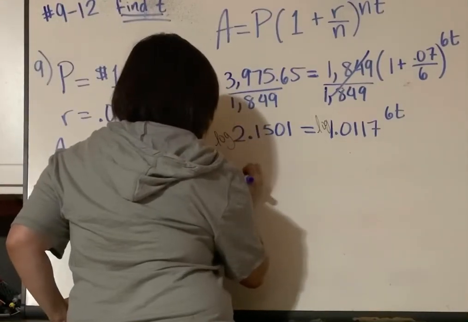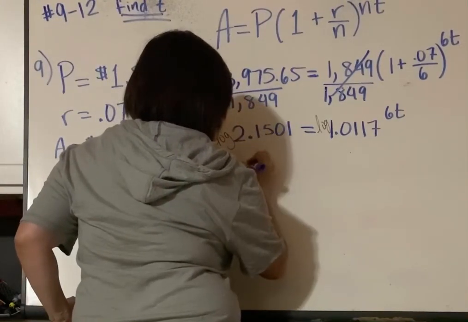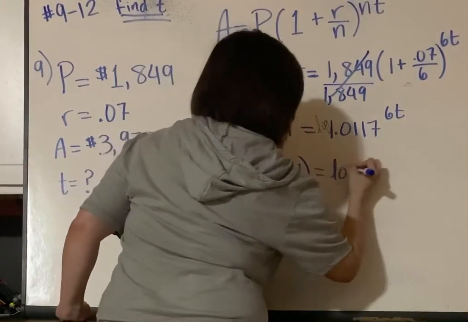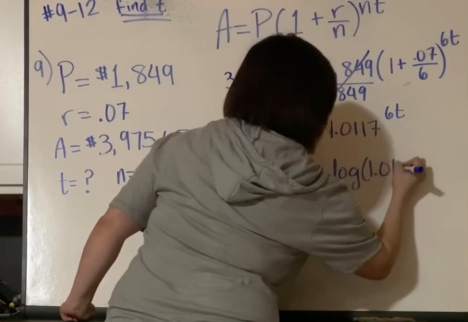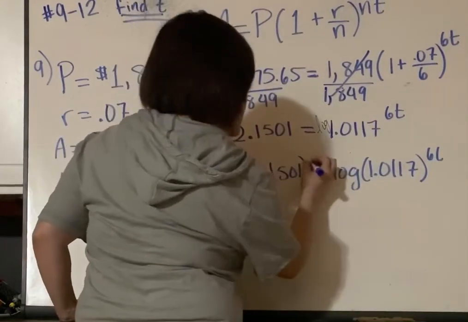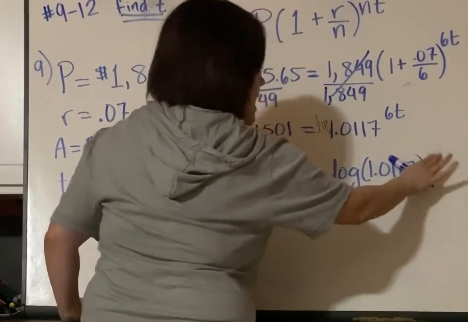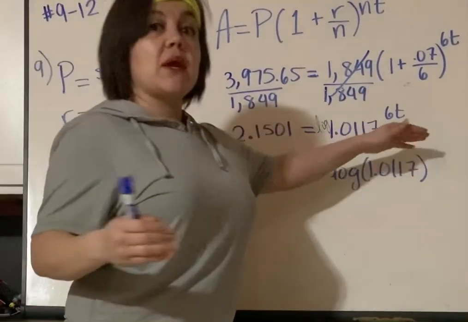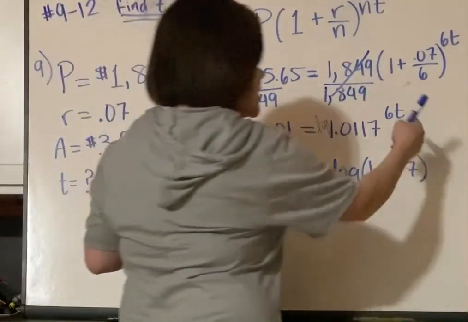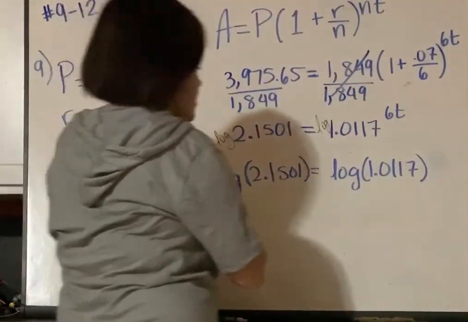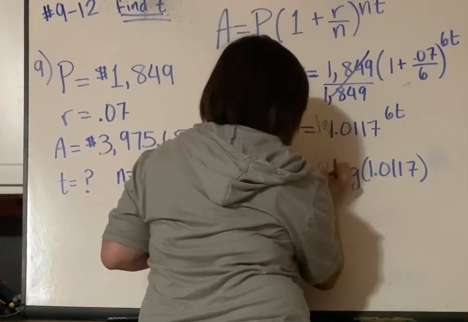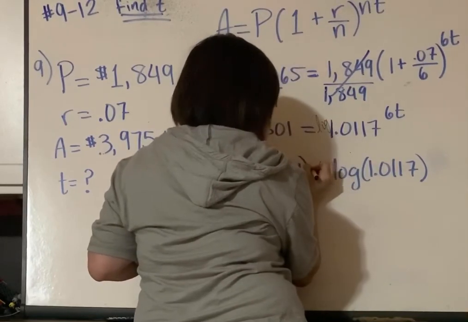So I'm going to say log of 2.1501, and then I have log of 1.0117 to the 6t. Now that I took the log of both sides, I know that the exponent can come down as a coefficient, which is the main reason I did the log thing. So I'm going to bring it down. The 6t comes down to the front. There's my equal sign still.